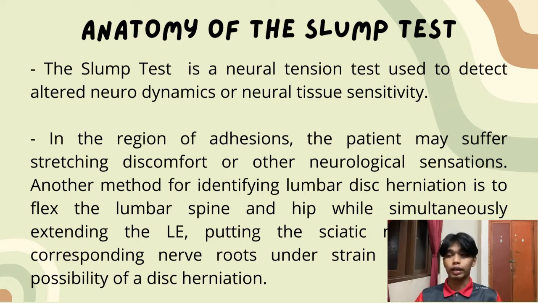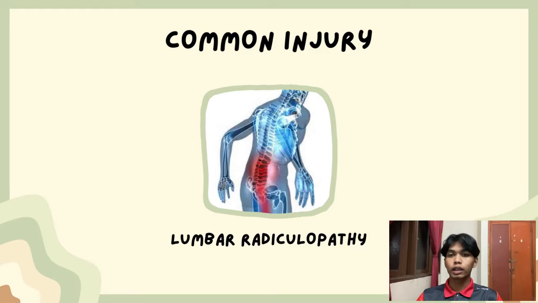Another use for the test is detecting lumbar disc herniation, with the lumbar spine flexed and the hips completed simultaneously with the extended lower extremity. The sciatic nerve and its respective nerve roots are put on tension to detect the potential of a disc herniation. The common injury for the SLUMP test is lumbar radiculopathy.